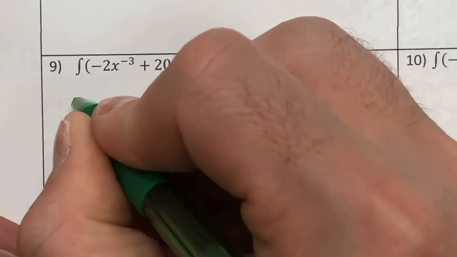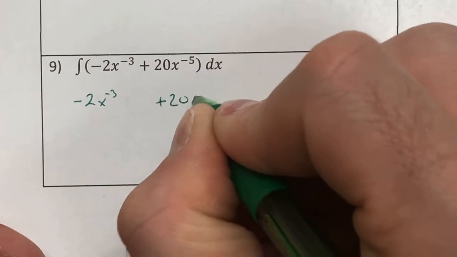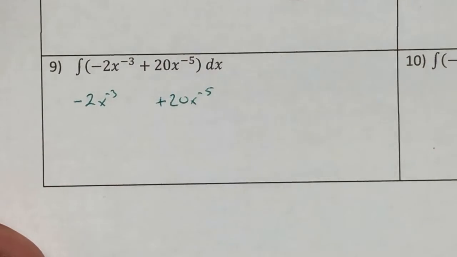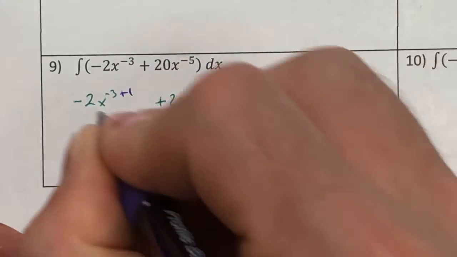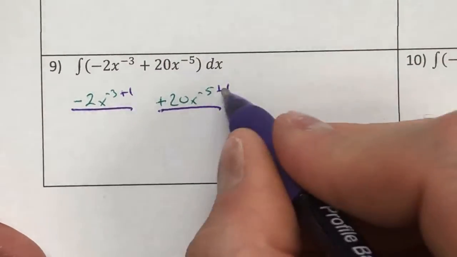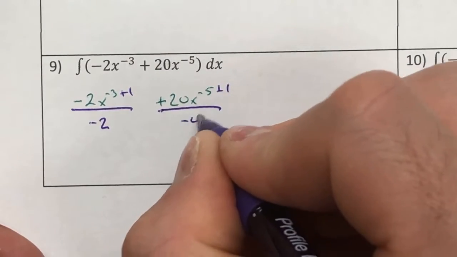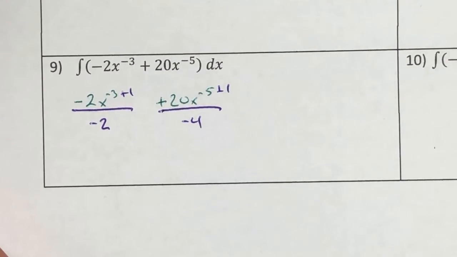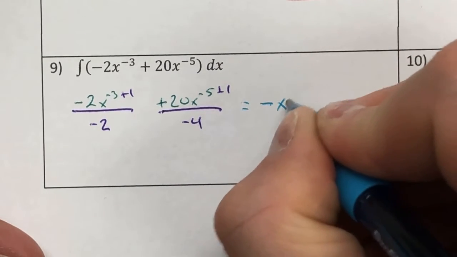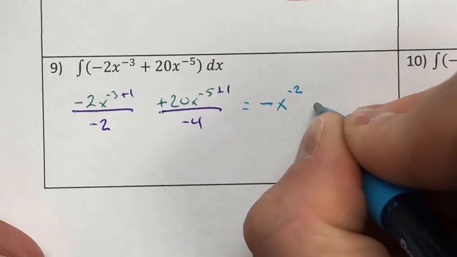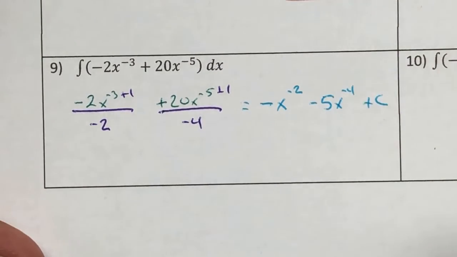Okay, so we remember that negative 2x to the negative 3, we keep everything that we see, and we're going to modify it as best we can. We're going to add 1 to the powers, and we're going to divide by whatever that sum is in the power. So we're going to divide by negative 2, and we're going to divide by negative 4. So in this case, we're going to get a negative x to the negative 2 and a negative 5x to the negative 4 plus c.